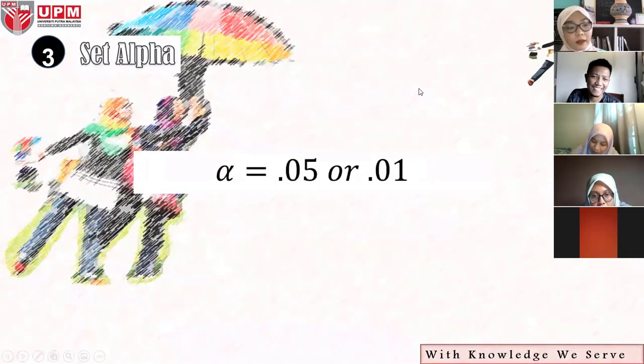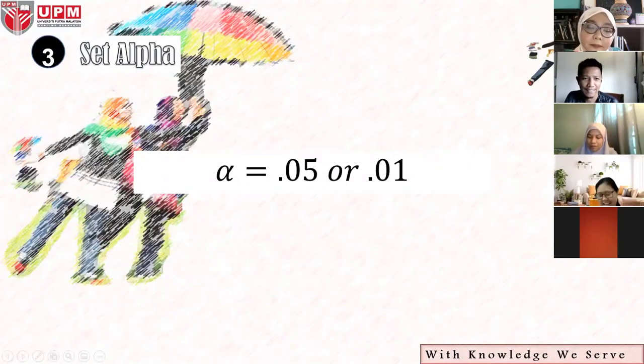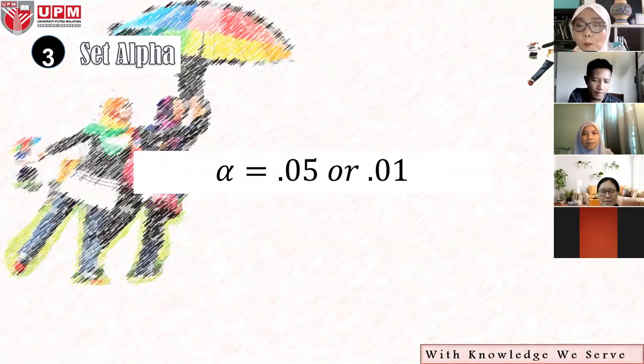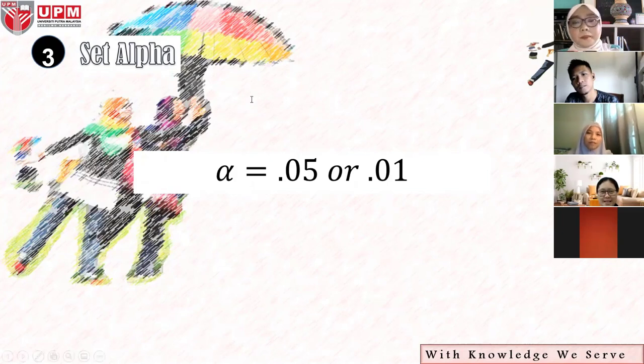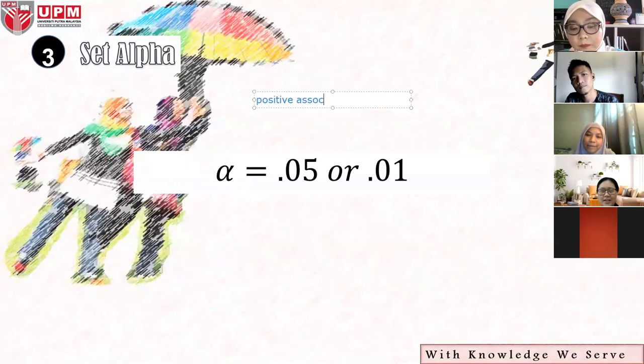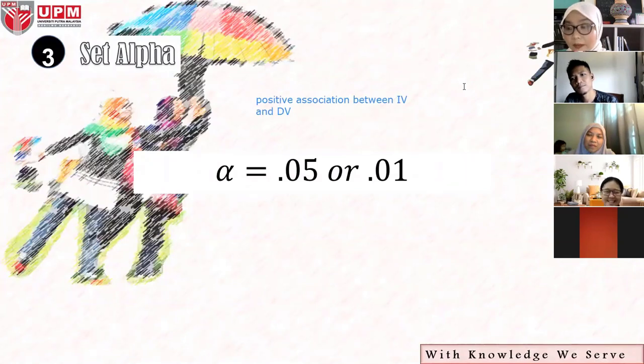Okay, so set the alpha. Doctor, if let's say in our project paper we mention the research hypothesis and not the null hypothesis, for example that there is a positive association between IV and DV, and once we test the result it shows they actually have a positive relationship, do we report that there is a positive association between IV and DV, supported by other literature as well? Is that what you mean?